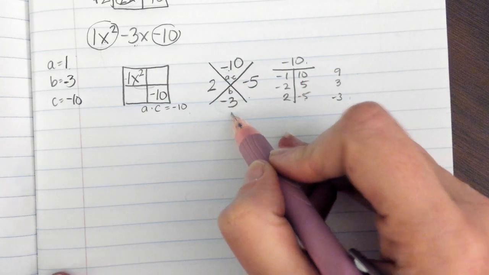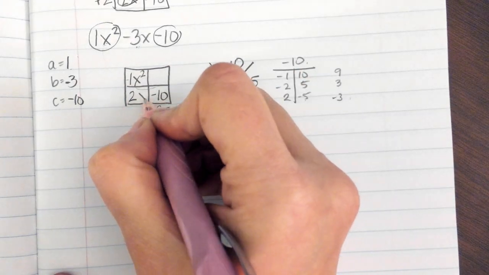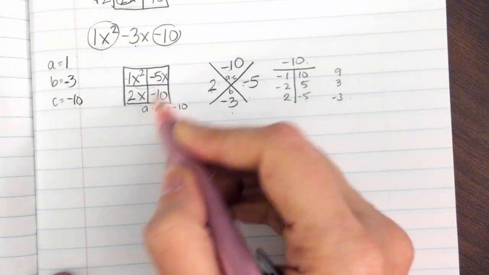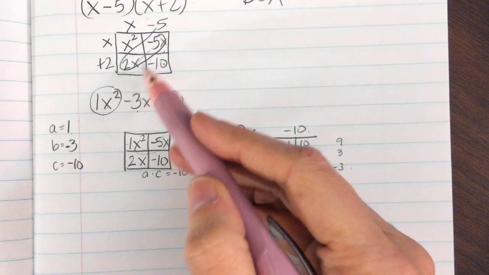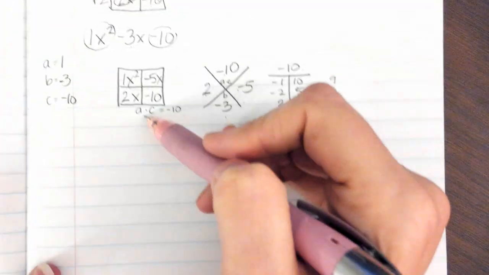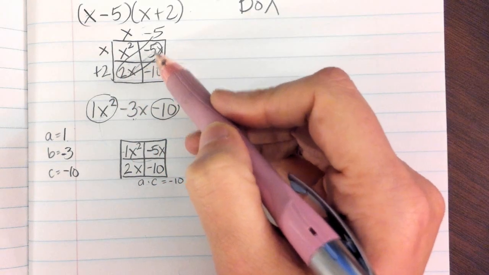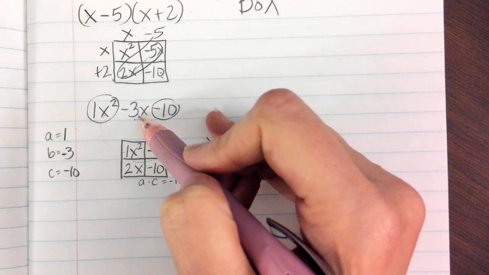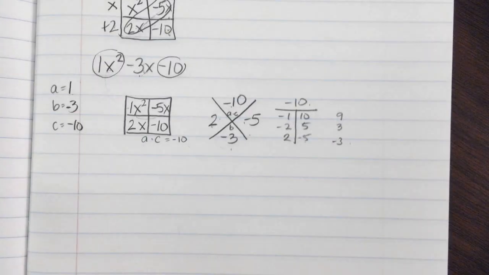So now that I've figured out what numbers multiply to give me negative 10 but add up to negative 3, I'm going to take these two numbers and stick them right here, with an x after them. Notice, this matches what I have in my box. When I find those values, they multiply to give me the constant, but they add up to give me the b. That matches exactly what I put into the box.